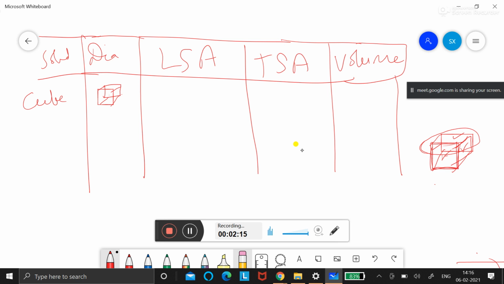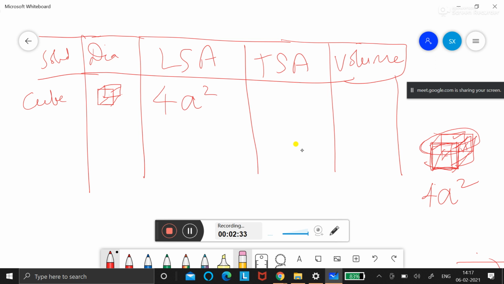Side into side, A square. So there are 4 sides. The 4 lateral surfaces mean all the sides. So there are 4 surfaces in the cube. So 4A square will come, because all the 4 sides are square.